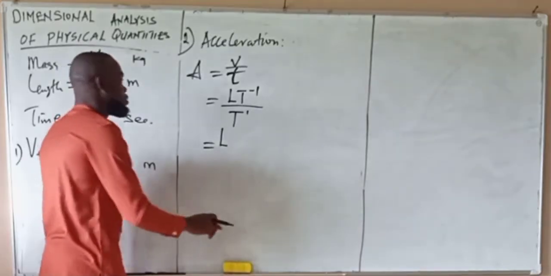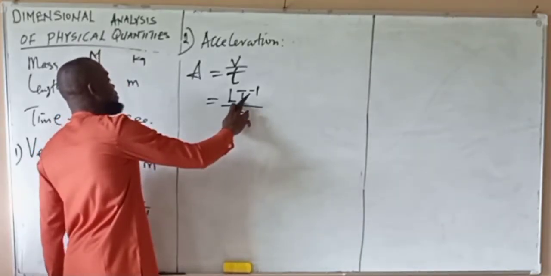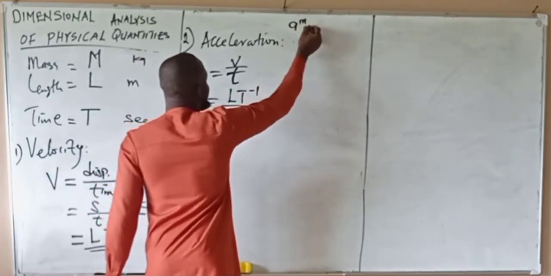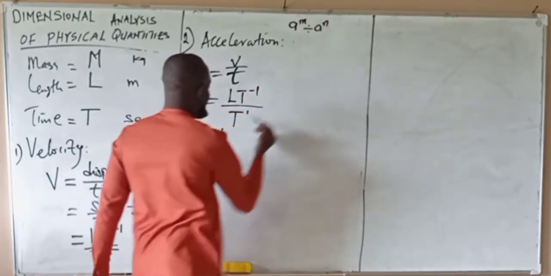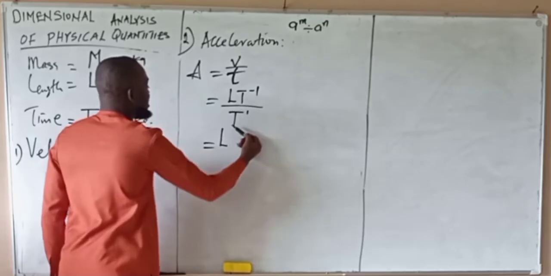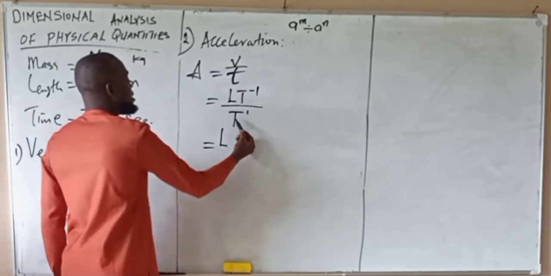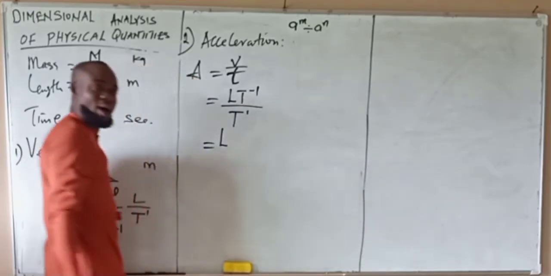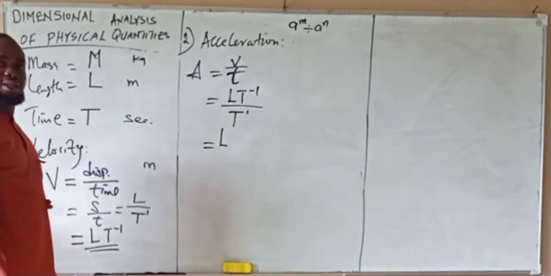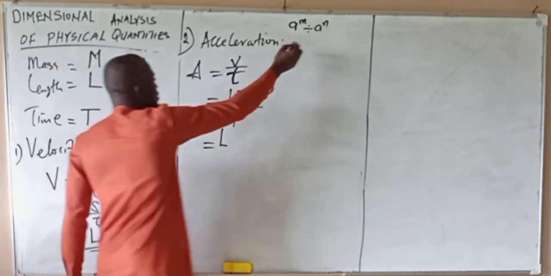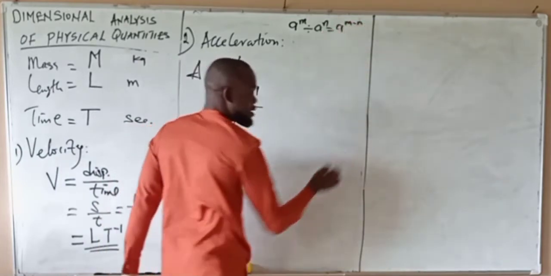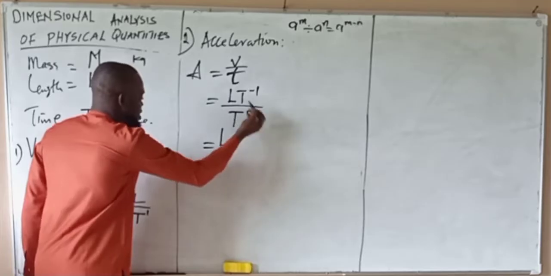Then remember another thing I told you. If you have A raised to power n divided by A raised to power n, you can have T raised to power minus 1 divided by T raised to power 1. The bases are the same. Then we can pick up the base and subtract their powers. Now, can you see that? It's also following. We can just pick one of the bases, then we subtract the powers.